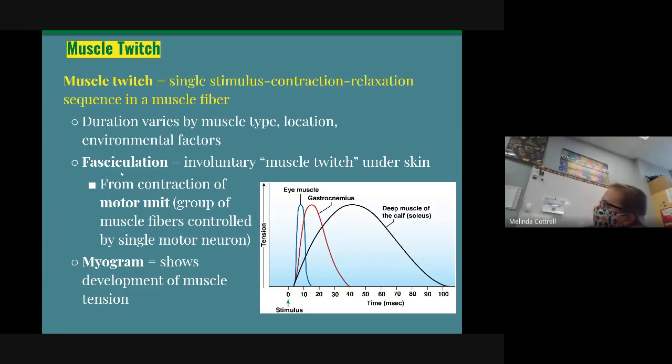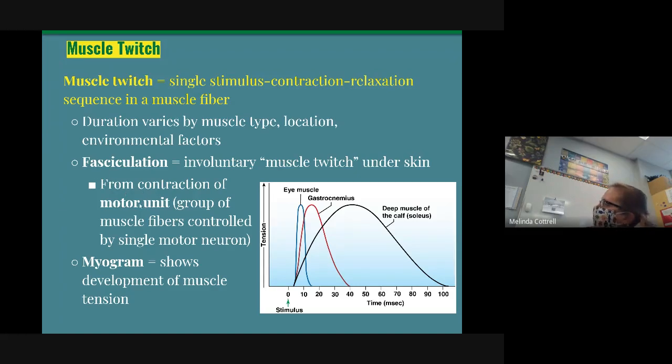A fasciculation is an involuntary muscle twitch. I don't know if you guys get this, but my eye muscles do that all the time. And I've read that it has something to do with the amount of caffeine that you intake. Well, that's probably true for me. So anyway, if you ever get that kind of twitch under your skin, that's called a fasciculation.